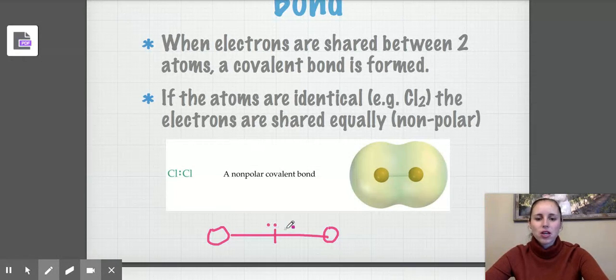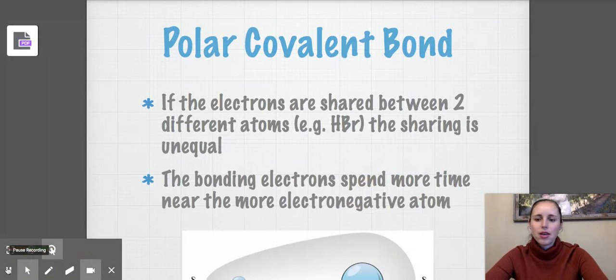The electrons aren't going to be pulled more in this direction. They're not going to be pulled more in this direction. Instead, they're just going to spend their time equally between them. They're going to stay right in the middle. So since the electrons are spending equal times between them, we say this is a nonpolar bond. We say the electrons are being equally shared.